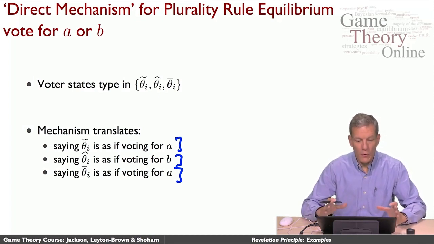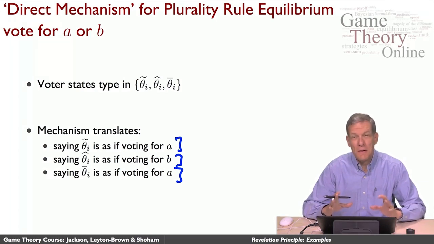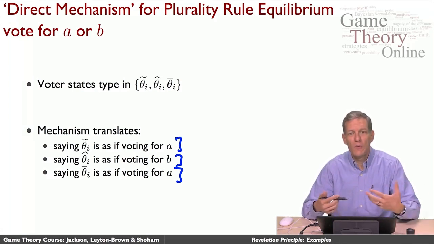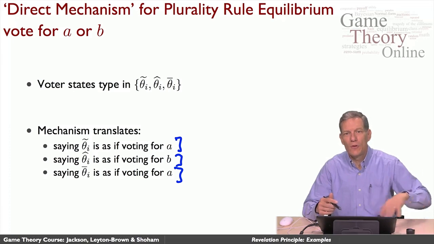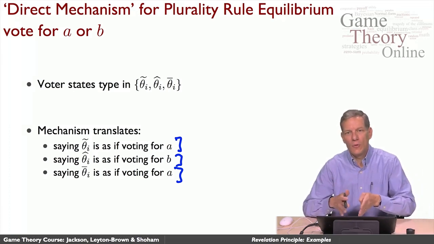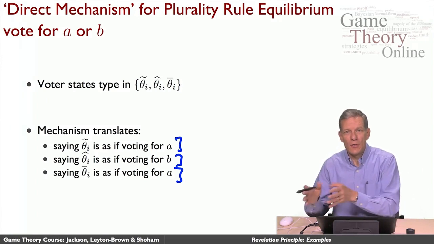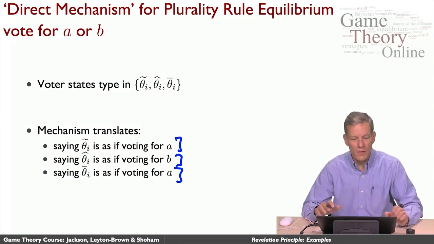Okay, so that takes us through the direct revelation mechanisms. These are going to be very useful for proving theorems because for any equilibrium that we can work with in an indirect mechanism, we always know that there exists an equivalent direct mechanism. That's going to make our life a lot easier because it means that whatever we can do with indirect mechanisms, we can also do with direct mechanisms. And so we can just concentrate on working with those and making sure that we're getting all the possible outcomes that we could have gotten with the indirect mechanisms.